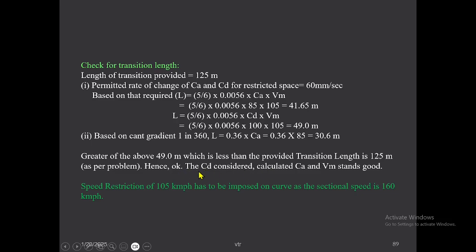So whatever Cd consideration, Ca calculated and Vm calculated, all stand good. Hence, whatever maximum permissible speed we already calculated, only that we can permit. Since it is a 160 kmph sectional speed, we have to impose a speed restriction of 105 kmph. Okay. This is something about it.